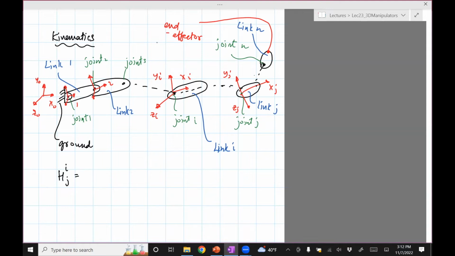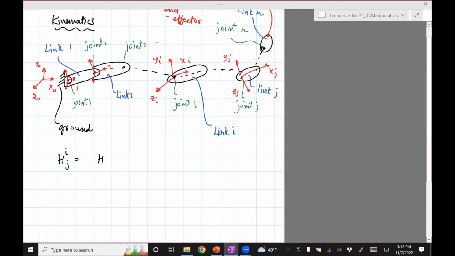J is the link which is distal. Distal means further away. And you can find its location with respect to the link I, which is proximal or closer towards the ground, by composing these H matrices, H_{i,i+1}, H_{i+1,i+2}, and so on till H_{j-1,j}. This is if I is less than J.